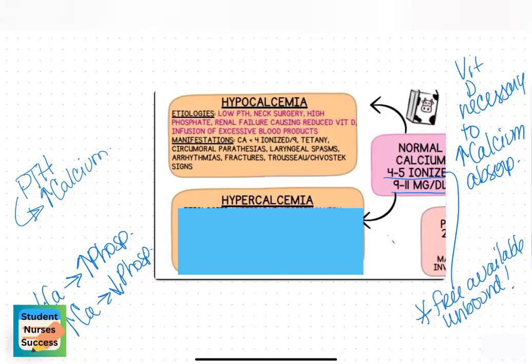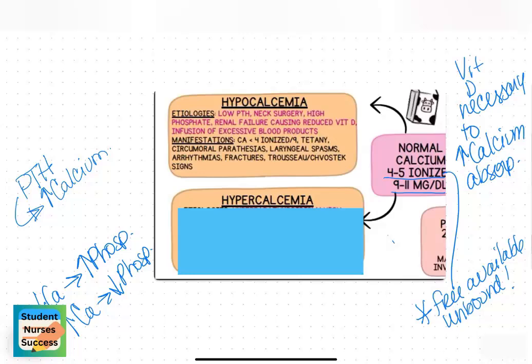Renal failure is also a cause of hypocalcemia because it causes reduced vitamin D. Infusion of excessive blood products would be the other cause. Blood products are preserved with citrate. And if patients receive excessive blood infusions, they receive large amounts of citrate, which can actually lower calcium levels.